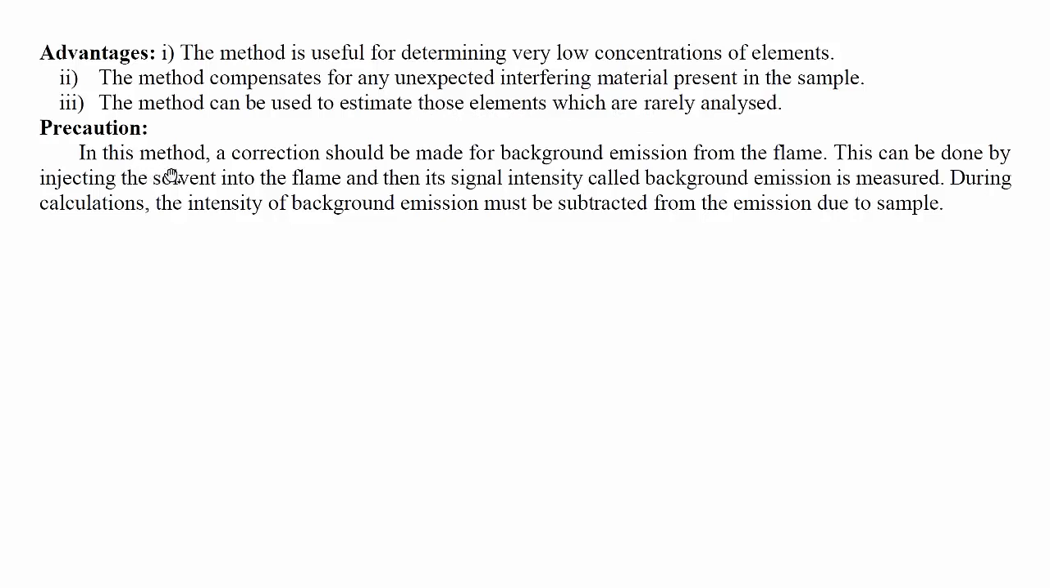Precaution: in this method, a correction should be made for background emission from the flame. This can be done by injecting the solvent into the flame, and then its signal intensity, called background emission, is measured. During calculations, the intensity of background emission must be subtracted from the emission due to the sample.